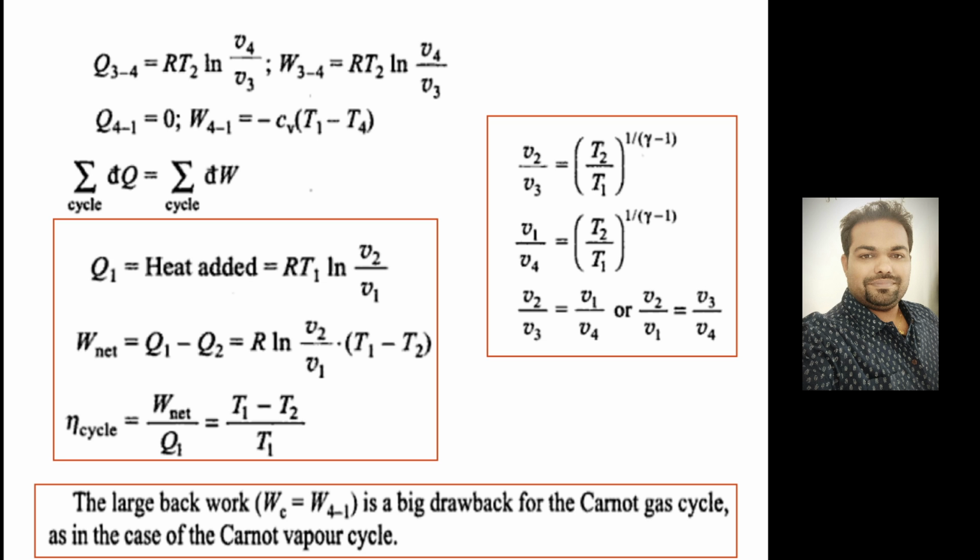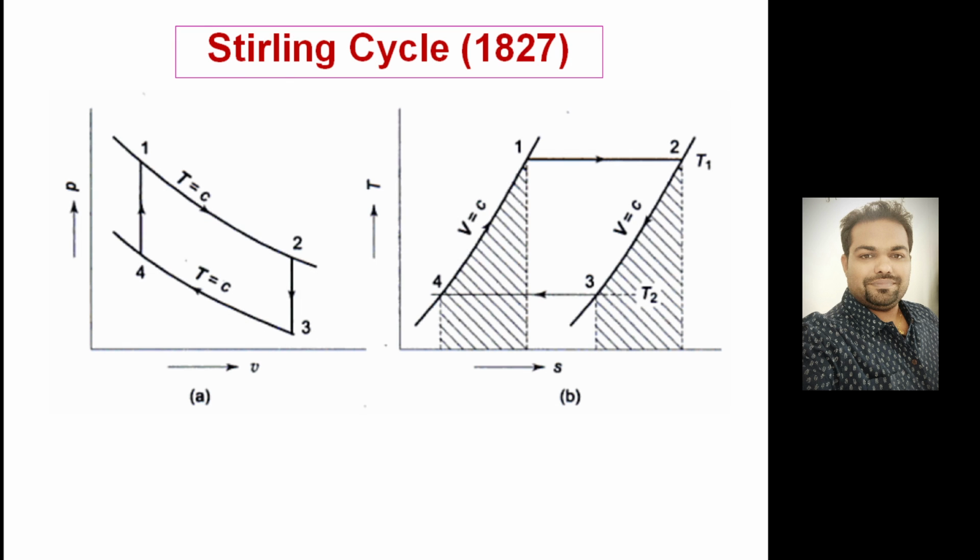So this is a benchmark efficiency cycle, which we need to compare any new device against, the performance of the Carnot cycle. The next cycle that came into existence, in 1827, was the Stirling cycle. If you look at the Stirling cycle, it also has four processes. Two are constant temperature processes, heat addition and heat rejection, and two are constant volume processes. Process 1 to 4 and 2 to 3 are the constant volume processes.